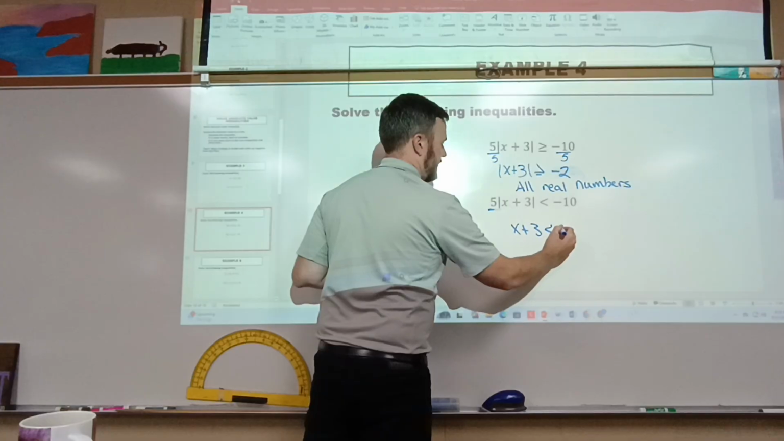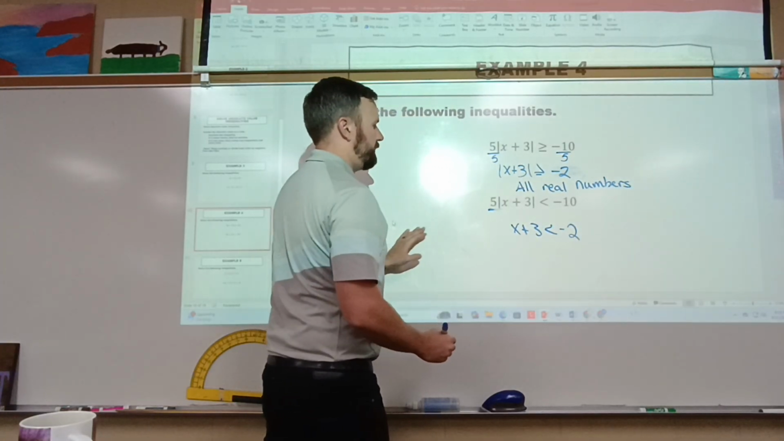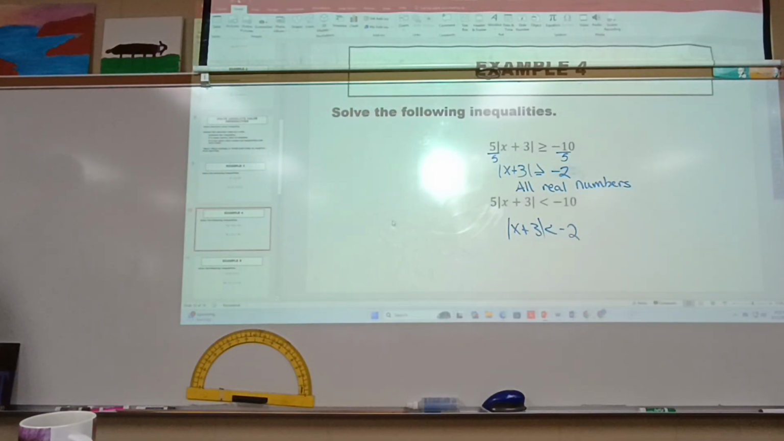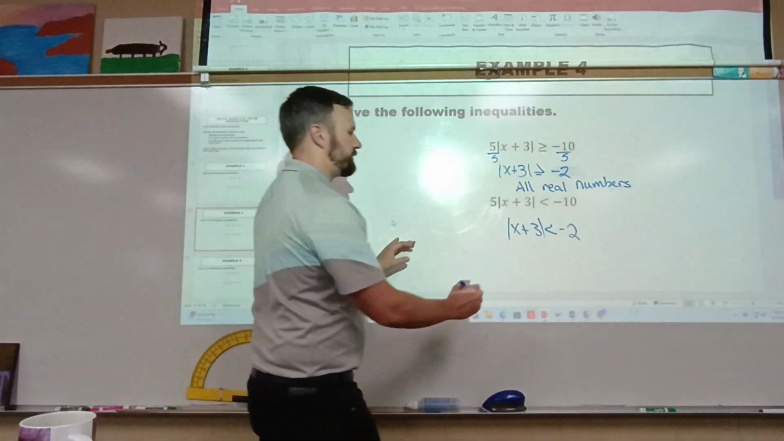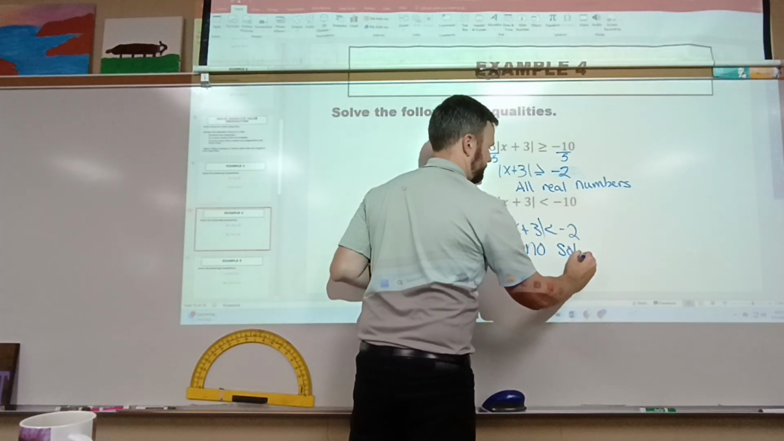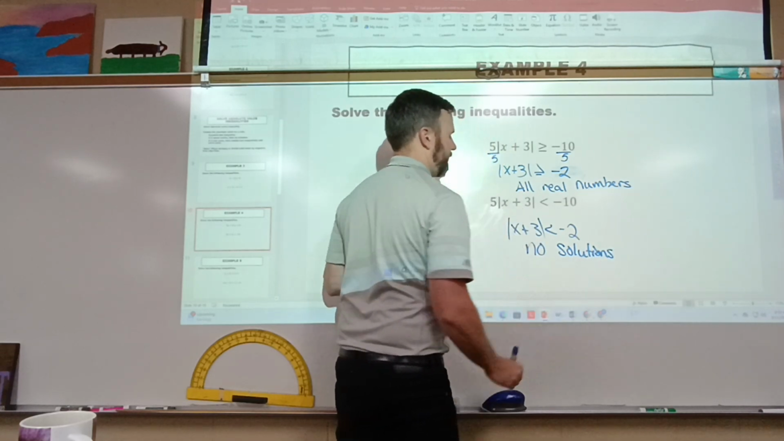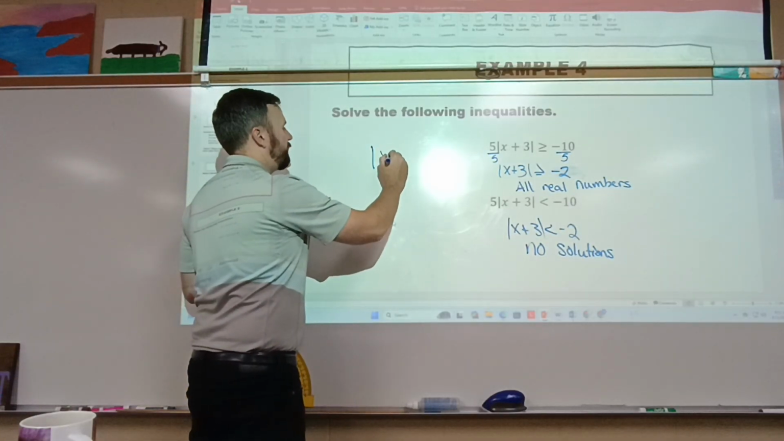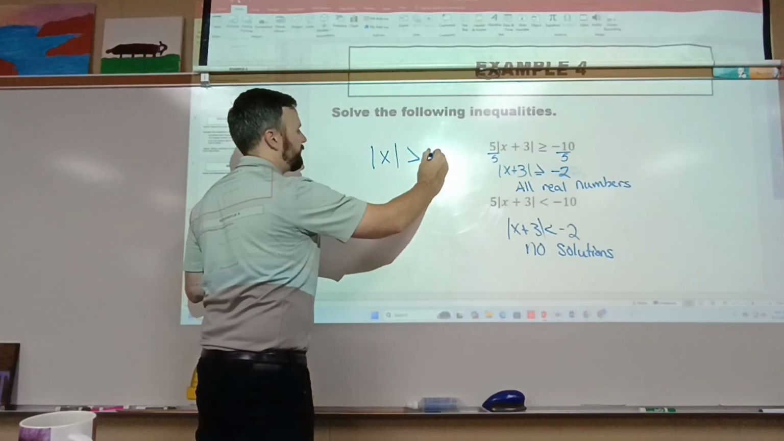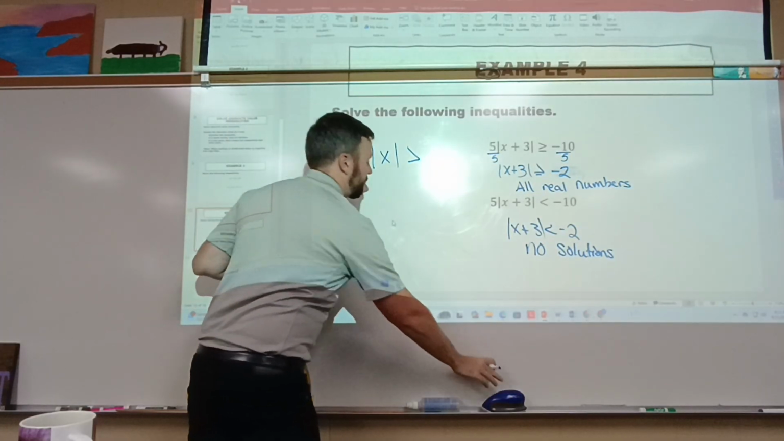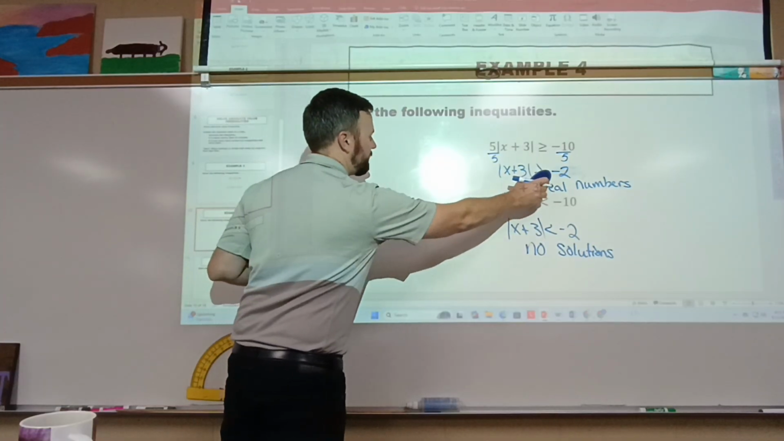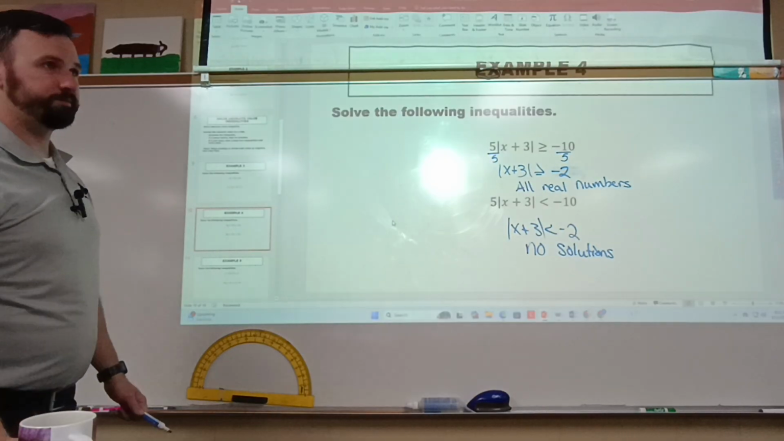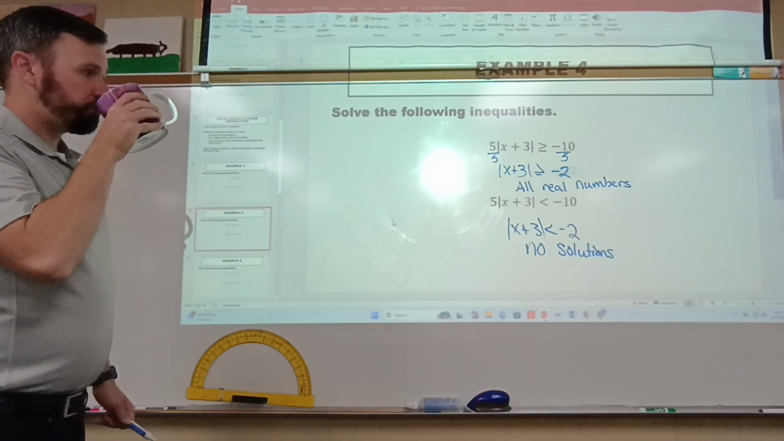I just divide by 5. Now, can an absolute value be negative? No. So can it ever be less than -2? No. So this is no solutions. Also, if you ever get absolute value greater than or equal to anything less than 0, it's automatically always going to be true.